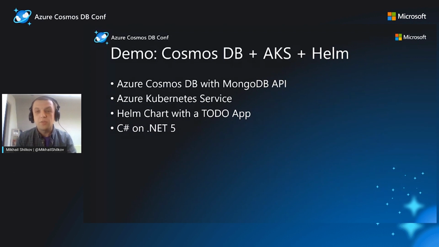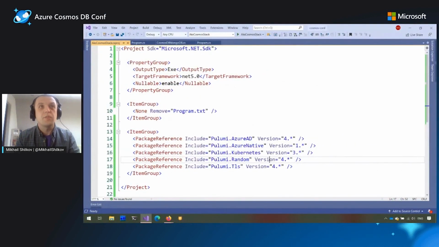In the demo, I'm going to use .NET 5 and C# 9 to define a Pulumi program that provisions an AKS cluster and a Cosmos DB account with MongoDB API. Then it deploys a to-do app with a Helm chart that uses that Cosmos DB as a data storage. It's a to-do app, so obviously it's a very simplistic version of real-world applications. But as you can see, there is already a bunch of moving parts that I have to manage and integrate correctly. So I'm switching over to my Visual Studio.